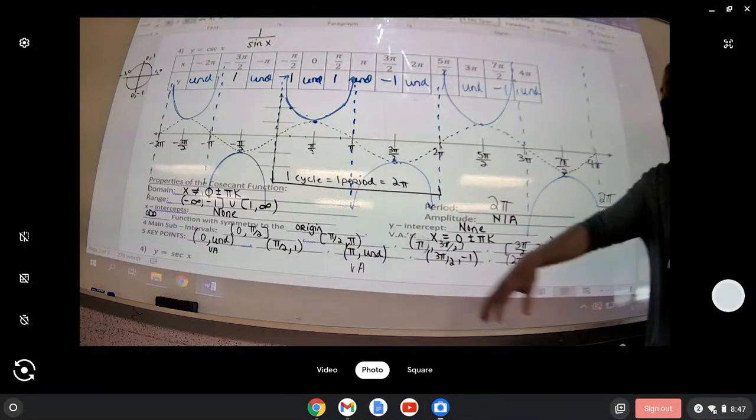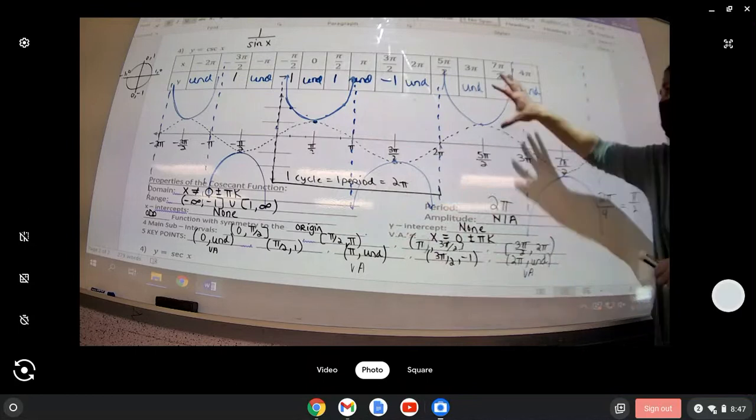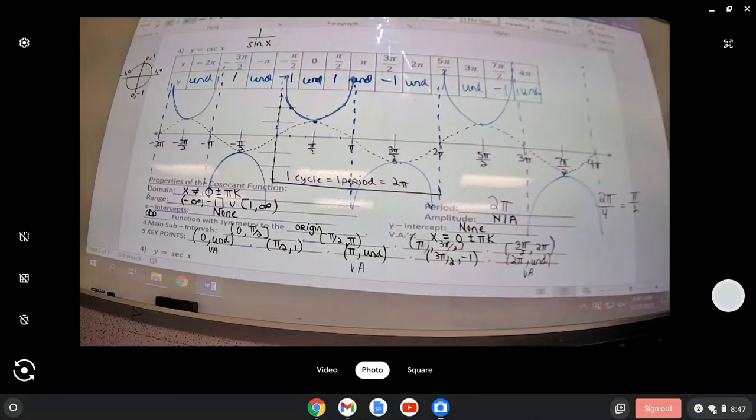So again, it just repeats. Parabola up, parabola down, that's one cycle. Now we're going up, then we're going down, that's another cycle. Now we're going up, then we're going down, that's another cycle. Every 2 pi radians.